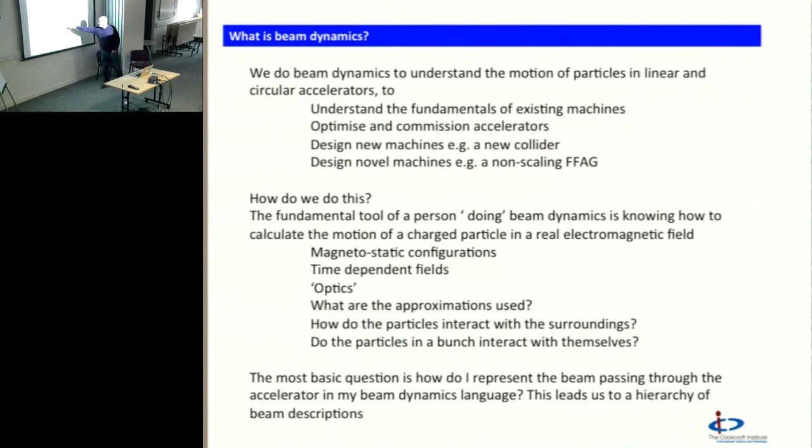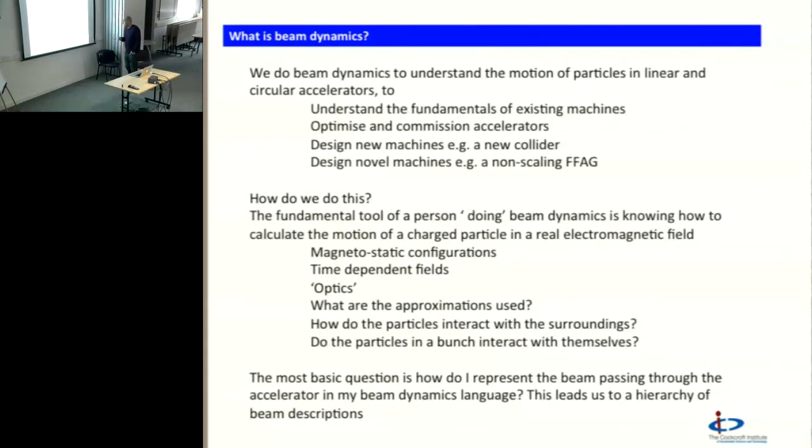So you have time-dependent fields, static magnets, doing optics, and we'll do optics as this course goes on. What are the approximations used? Very important. For example, in an FFAG, you often violate the approximations in most textbooks. You have to understand the approximations before you violate them. How do particles interact with their surroundings? Wake fields, collective effects. Do particles in a bunch interact with themselves? That's called space charge. We won't discuss that, but there are lectures on space charge later on.